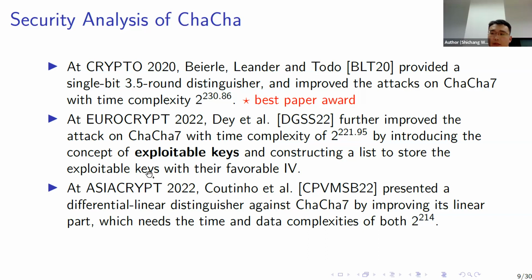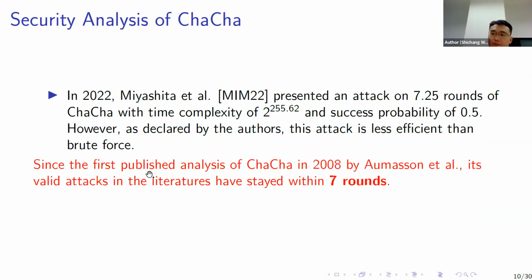And the same year, at Eurocrypt, Ito proposed a differential-linear distinguisher against 7 rounds of ChaCha by improving its linear approximation. Last year, Miyashita et al. tried to give an attack beyond 7 rounds, and their attack on 7.25 rounds of ChaCha takes time complexity of 2 to the power 255.62 with a success probability of half.